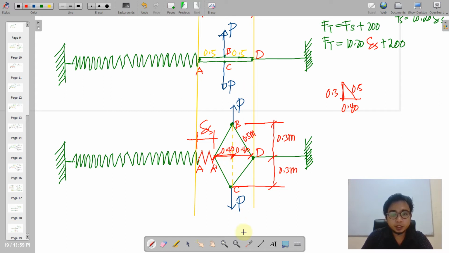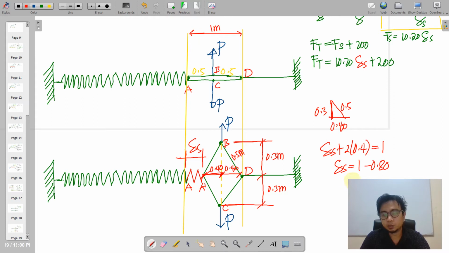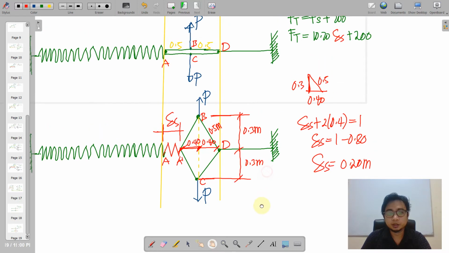So therefore, we can relate it to 1 meter, wherein this dimension delta S plus 0.4 plus 0.4 is equal to 1. So we have delta S plus 2 dimensions of 0.4. All of those shall be equal to 1. So therefore, delta S is 1 minus 0.8 meters. So it will yield delta S is equal to 0.2 meters.